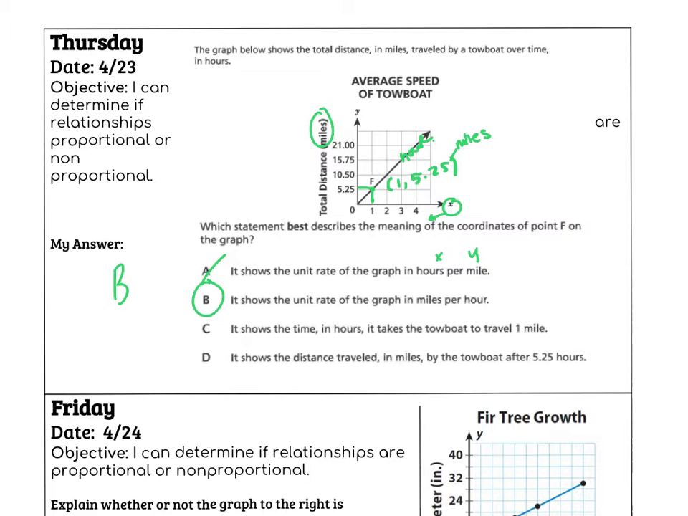Let's just make sure the others don't make sense. It shows the time in hours it takes for the towboat to travel 1 mile. Nope, because 1 is an hour. And then it shows the distance traveled in miles by the towboat after 5.25 hours. Nope, because 5.25 is in miles.